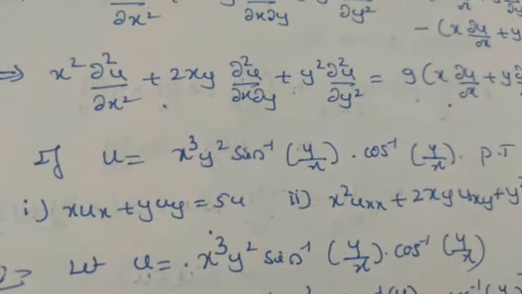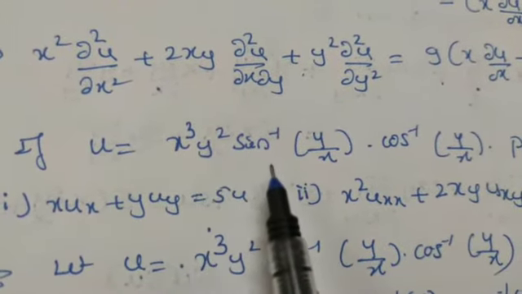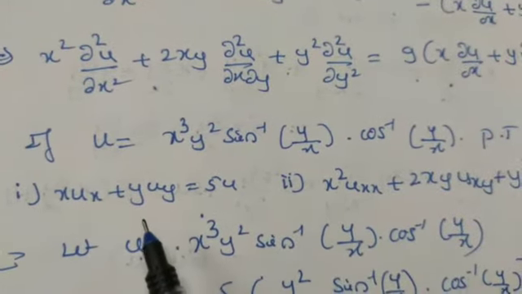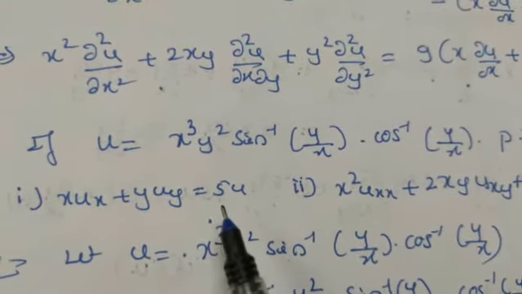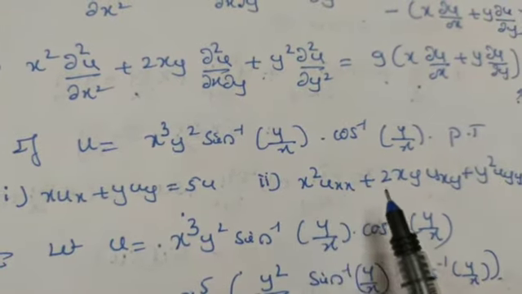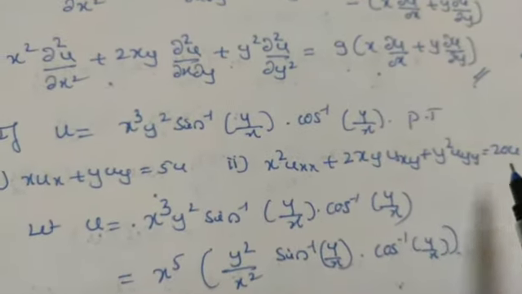Similarly, let us take one more example. If u is equals to x cube y square sin inverse y by x into cos inverse y by x, then prove that x ux plus y uy is equals to 5u, and the second one is x square uxx plus 2xy uxy plus y square uyy is equals to 20u.